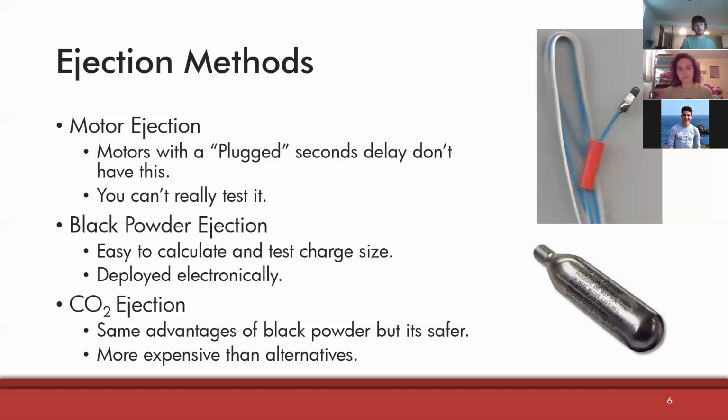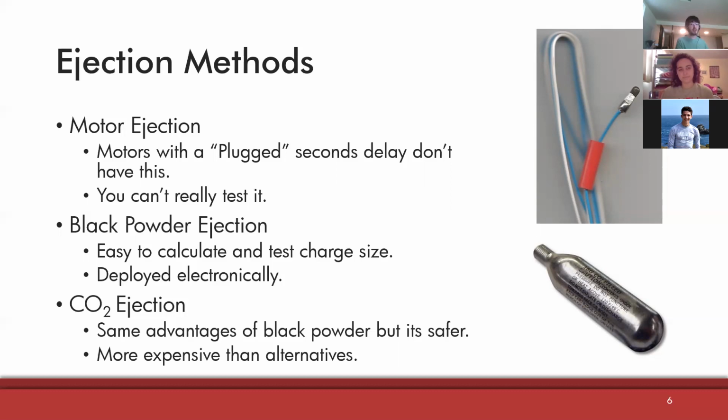And next up, ejection methods. On the right, you can see a picture of an e-match, typically used to light off black powder charges. That is going to be the most reliable method for deployment, because using a black powder charge, you can test it, or you can do calculations to figure out how large of a charge you need beforehand, and then ground test it so you can guarantee that it will work in flight. And for those, you need some kind of altimeter to deploy it.